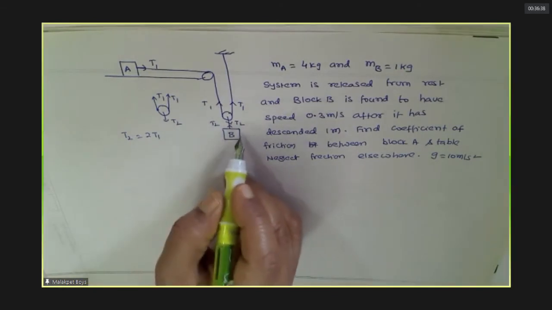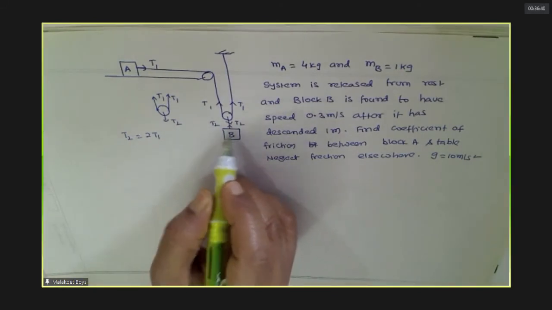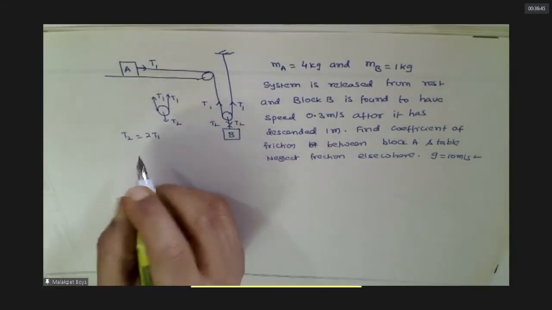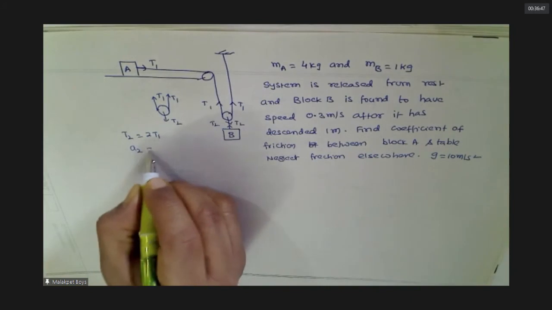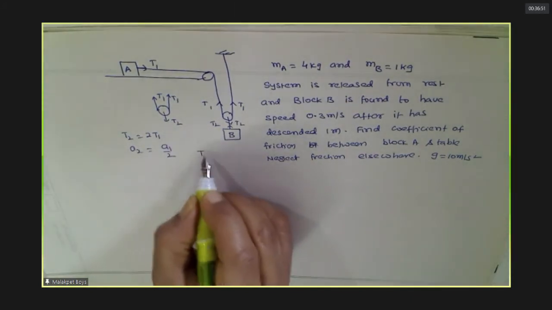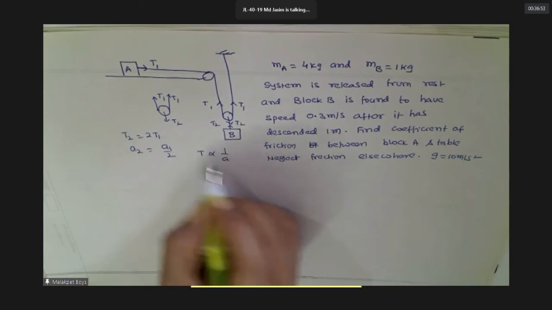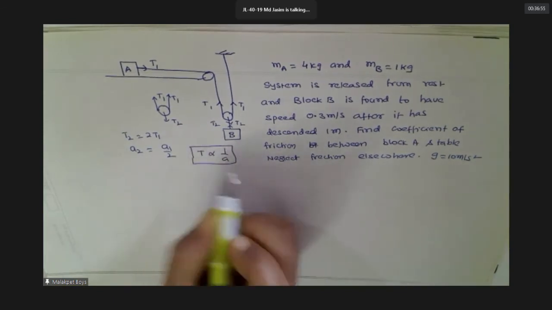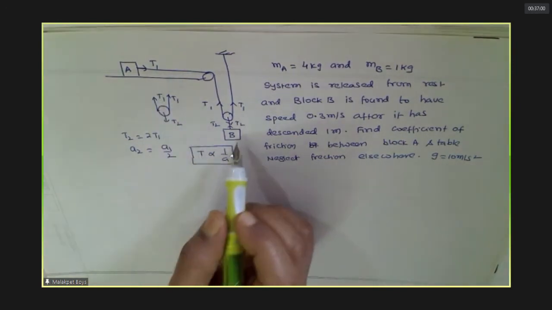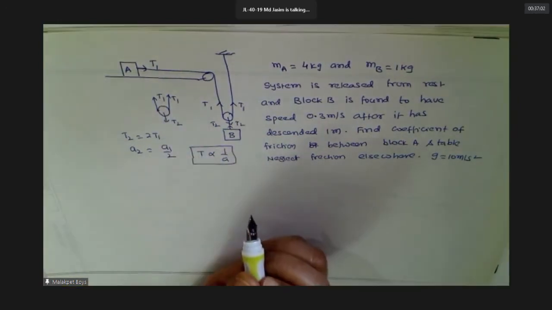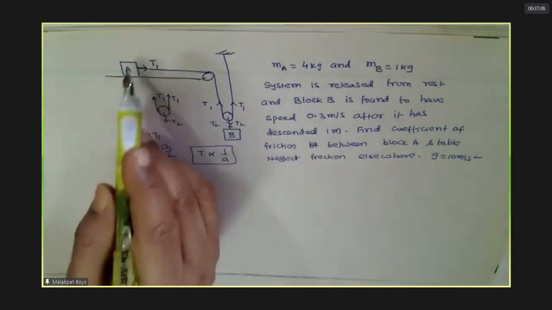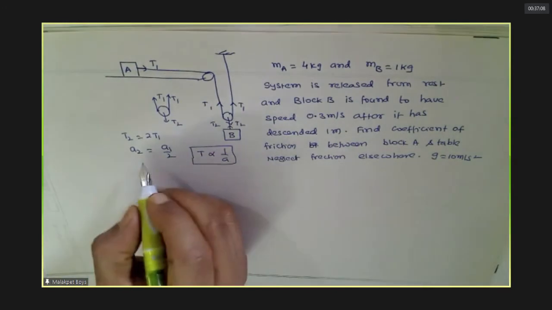That means here you can see that block B is having twice of that. That means A2 should be A1 by 2, no? Because tension is inversely proportional to acceleration. Remember that? This is having 2 times this. The acceleration should be half, no? Tension on this is twice means acceleration should be half of that, no? Do you agree with this one? Yes, sir.